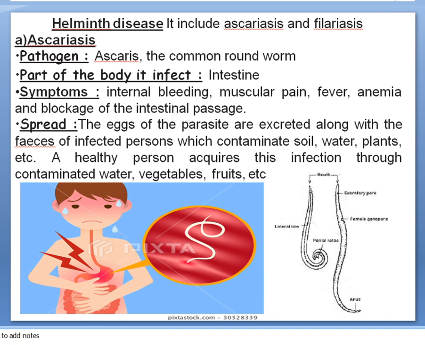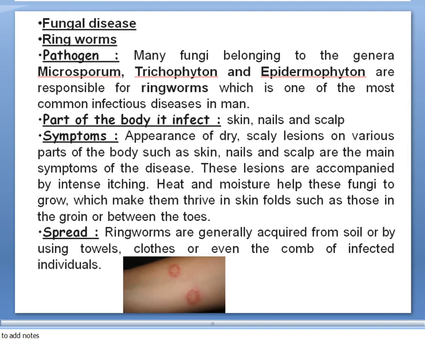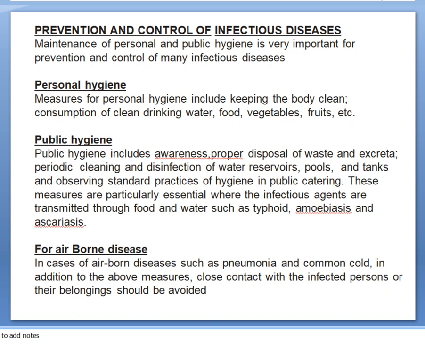Now I hope you understood ascariasis, filariasis and ringworm disease. These are the three diseases which we have learned today. And now let me go to the next slide: prevention and control of infectious diseases.